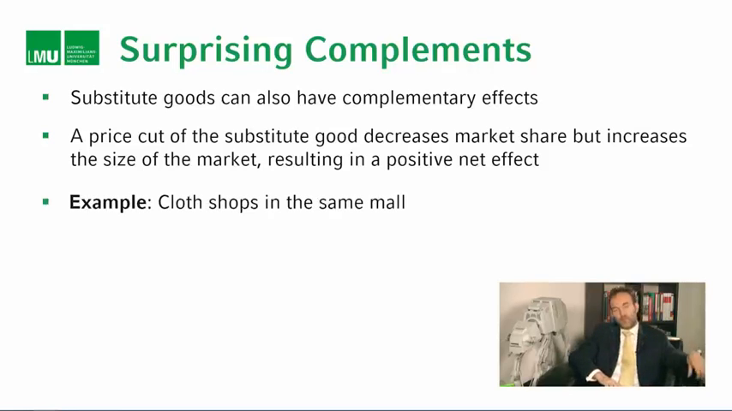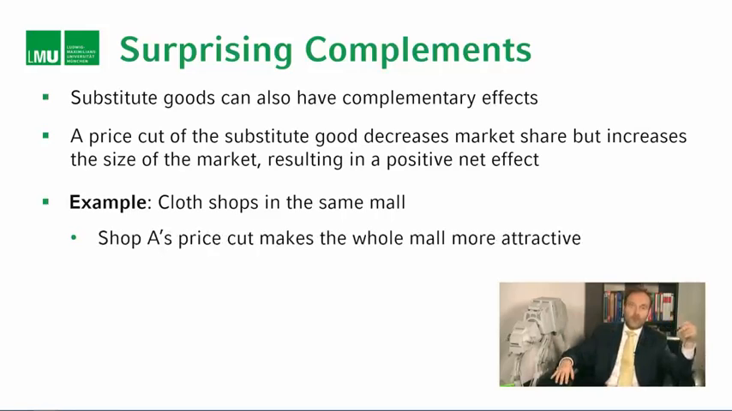So again, let me give you an example of this. If we have two clothes shops in the same mall, so you can buy all sorts of clothes, and shop A now initiates a price cut, that price cut is going to do two things. First of all, the people that went to the mall already might go to shop A rather than shop B because, relatively speaking, it has become cheaper. On the other hand, it also makes the whole mall more attractive. So word's going to get around: hey, there's shop A and it's just cut its price, so let's go to that mall and have a look around.